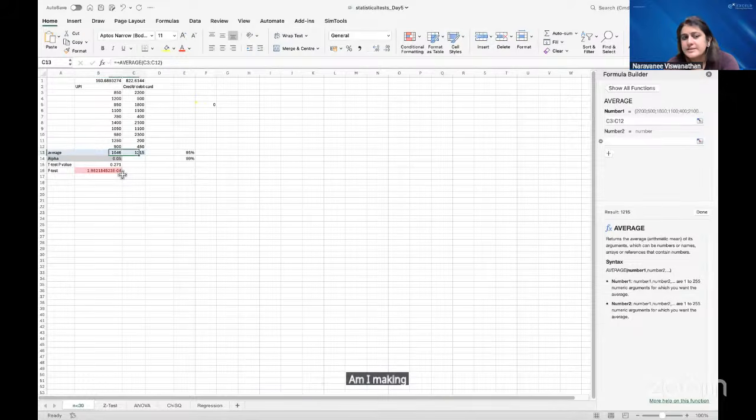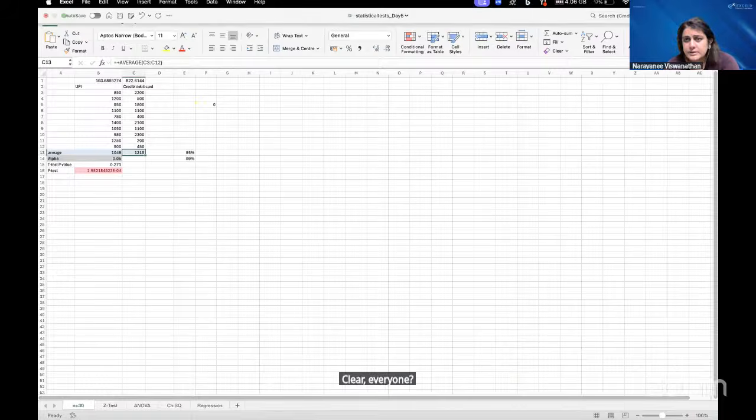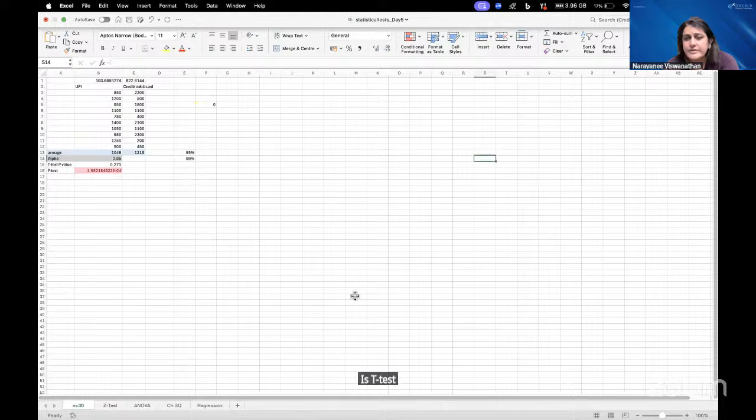So at a 95% significance level, these two are comparable. Am I making sense, everyone? This is how you interpret it. This is how you talk about this. Clear, everyone? Is the t-test making sense to everyone now?